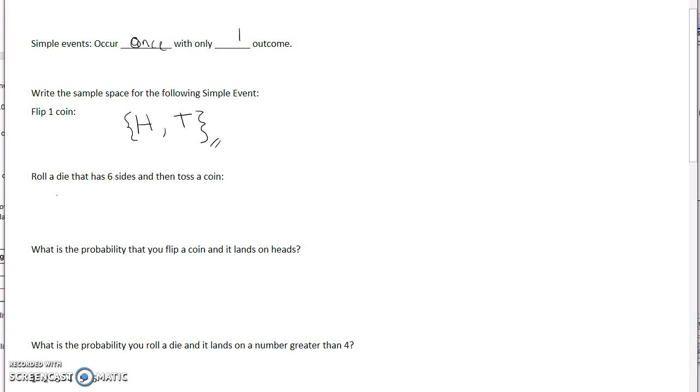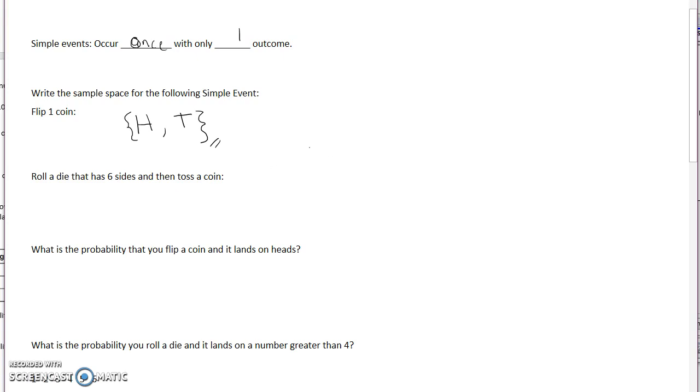Another example is rolling a die that has 6 sides and then tossing a coin. This is not a simple event. Why? Because this is not only happening once, and you can see that there are actually 2 things happening with our outcome. We're going to have a result from rolling a die, and then a result from tossing a coin.